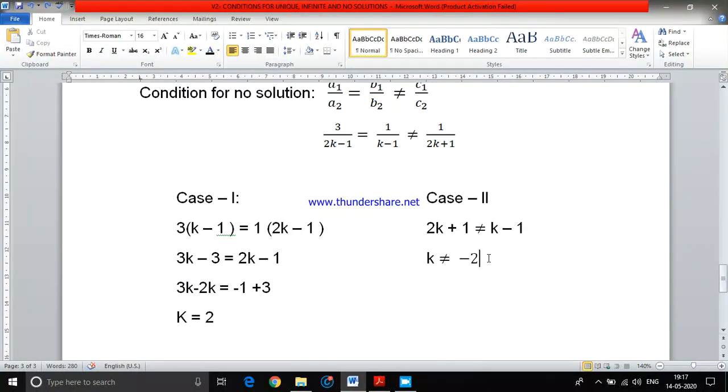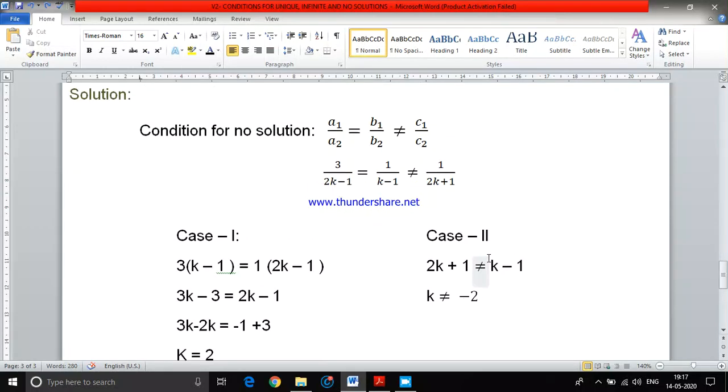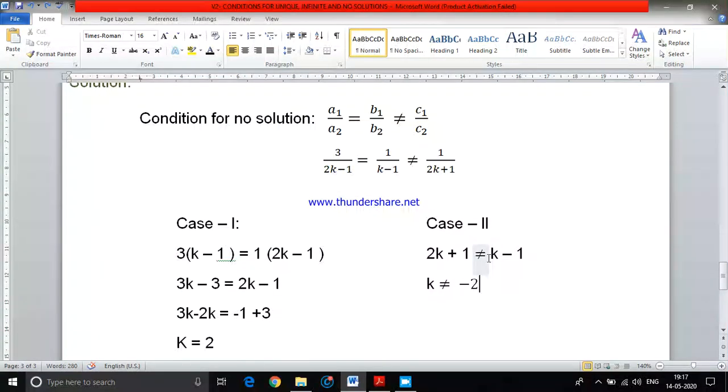K is not equals to minus 2 means k cannot be equals to minus 2. K should not be minus 2. You cannot take k value as minus 2. Then you will have infinite solution. Oh, sorry, no solution. This is for no solution, right? So then you will have no solution.